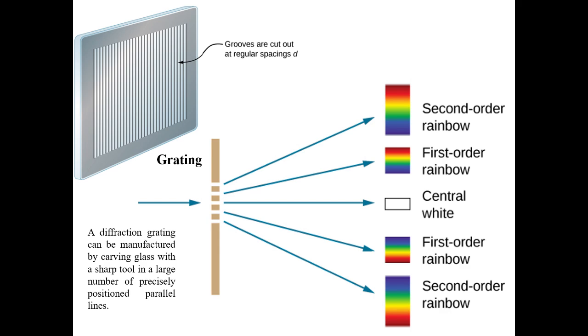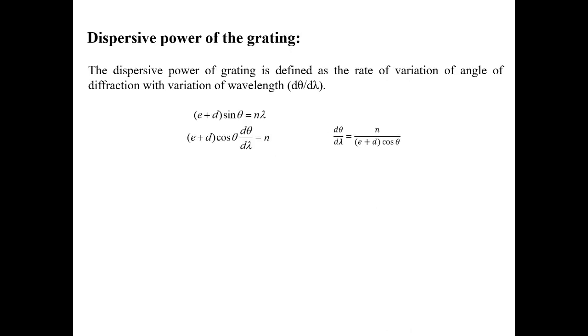We can find the dispersive power of grating. The dispersive power of grating is defined as the rate of variation of angle of diffraction with variation of wavelength, and it is given by d theta by d lambda. This can be found by the condition for principal maxima, so we will differentiate that condition. The differential gives (e + d) cos theta d theta over d lambda equal to n, or d theta by d lambda equal to n by (e + d) cos theta.